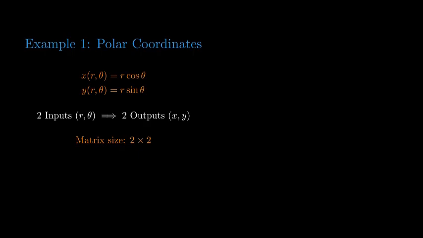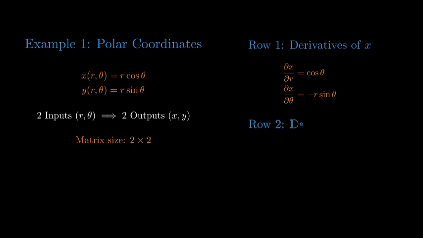In the first row, we take the partial derivatives of x with respect to r and with respect to theta. The partial derivative of r times the cosine of theta with respect to r is simply the cosine of theta, and the partial derivative with respect to theta is negative r times the sine of theta. In the second row, we take the partial derivatives of y with respect to r and with respect to theta. The partial derivative of r times the sine of theta with respect to r is the sine of theta, and the partial derivative with respect to theta is r times the cosine of theta.